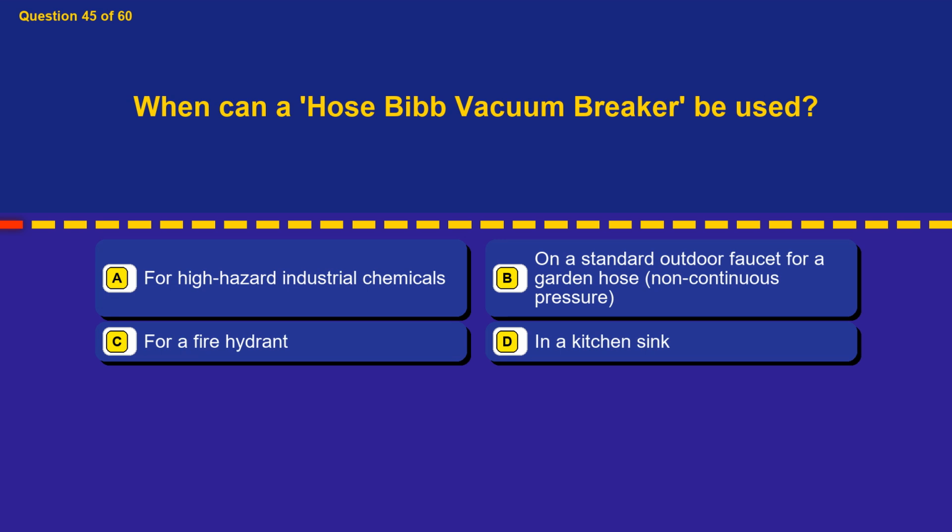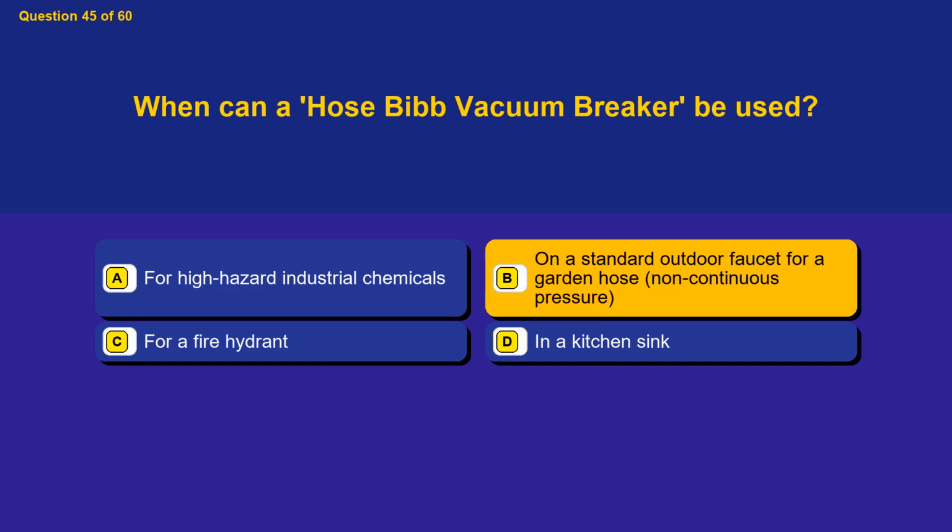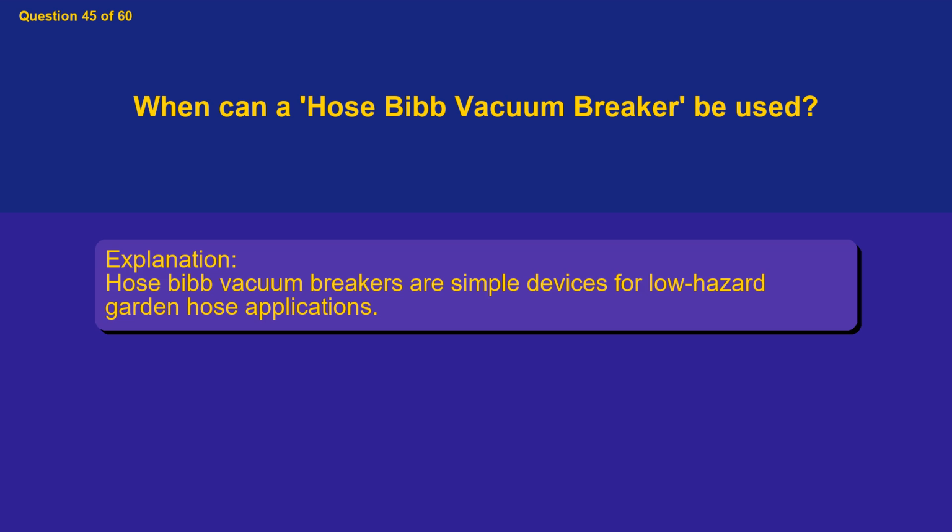Question 45. When can a hose bib vacuum breaker be used? Option A, for high-hazard industrial chemicals. Option B, on a standard outdoor faucet for a garden hose, non-continuous pressure. Option C, for a fire hydrant. Option D, in a kitchen sink. The correct answer is option B, on a standard outdoor faucet for a garden hose, non-continuous pressure. Hose bib vacuum breakers are simple devices for low-hazard garden hose applications.